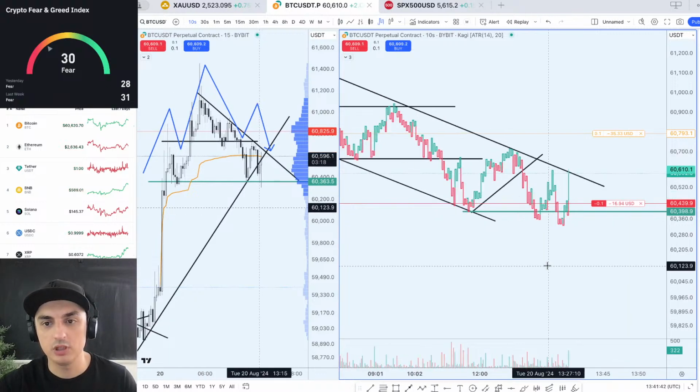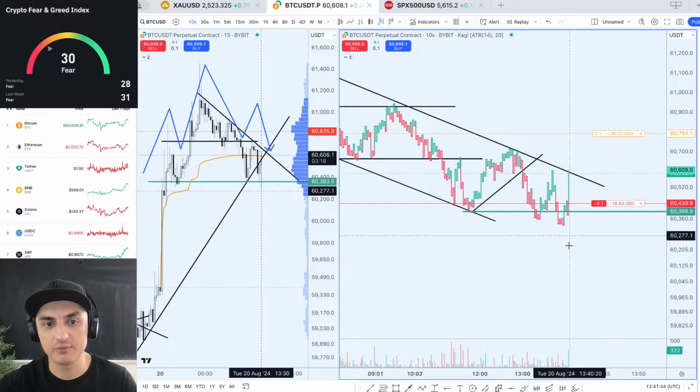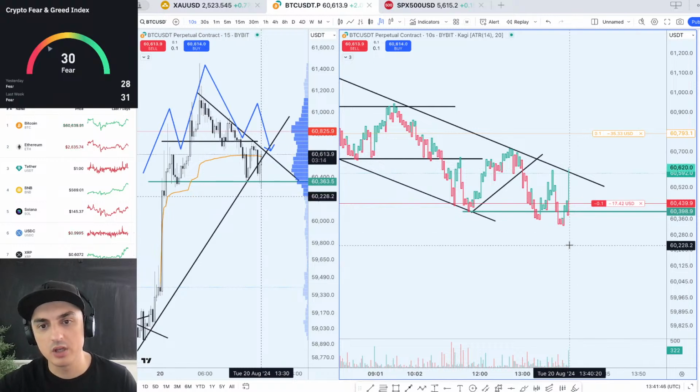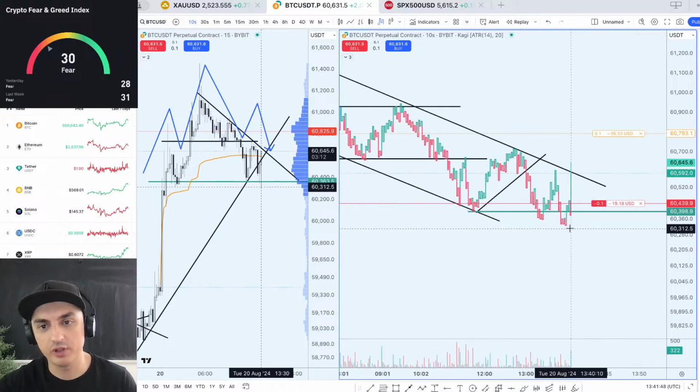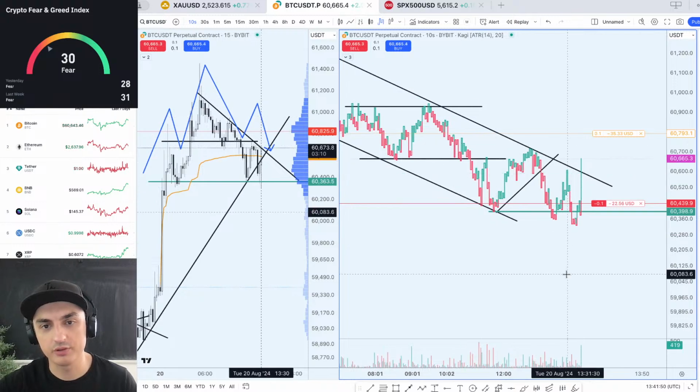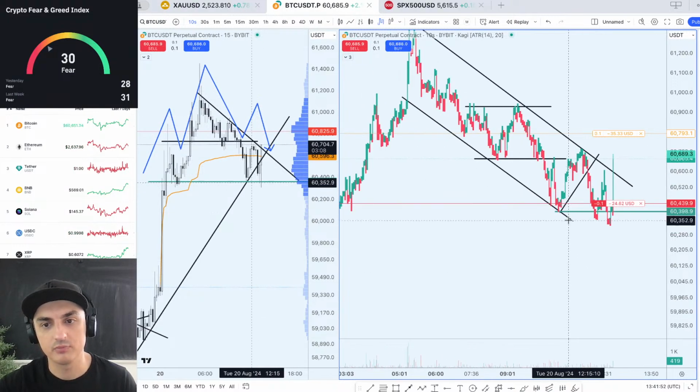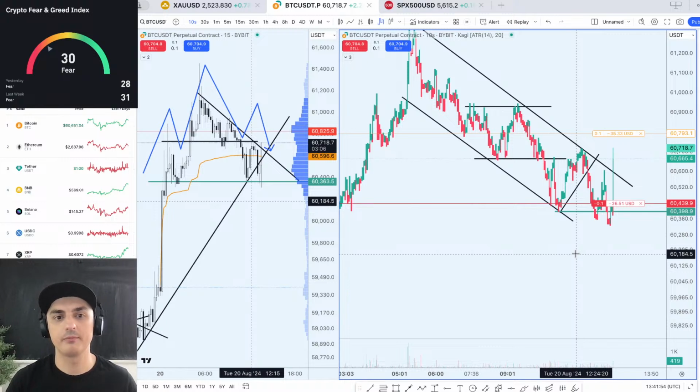Bitcoin is pushing to the resistance line once again. So once again, maybe this was too early an entry for this short. Yeah, just a pump to the upside. About $400 in a single move.